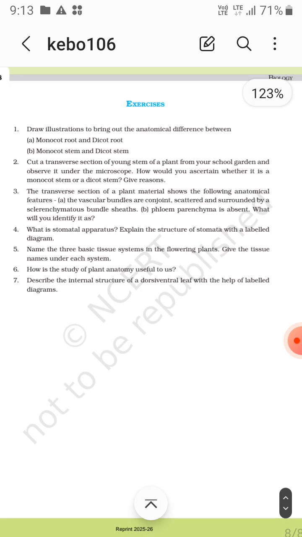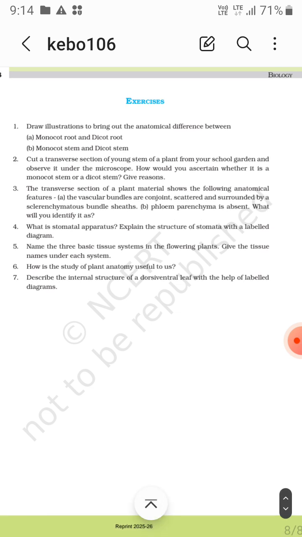What is stomatal apparatus? The stomatal apparatus is made up of subsidiary cells, then the guard cells, and then the stomatal aperture. So these three things make the stomatal apparatus. Explain the structure of stomata with a labelled diagram, as you know.